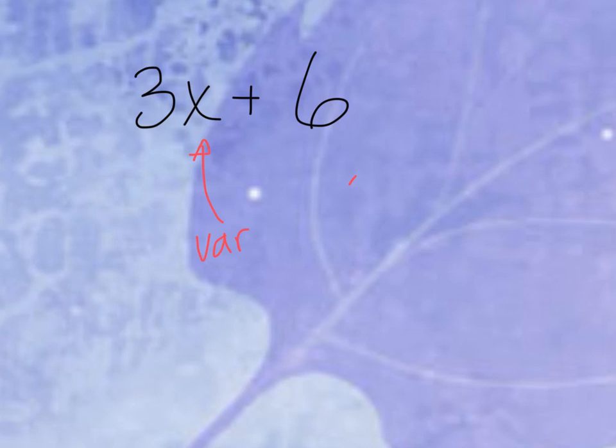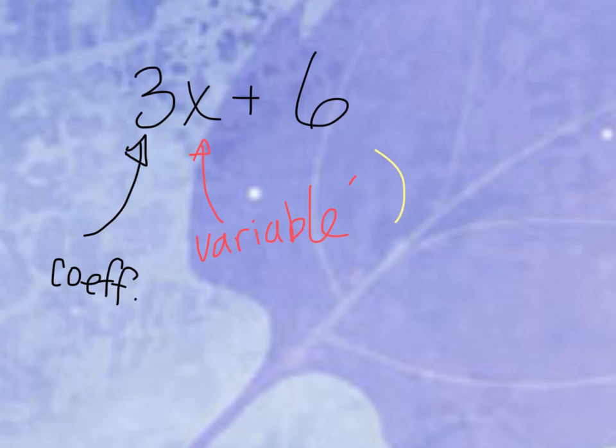So let's say we have the expression 3x plus 6. So in this example, x is our variable. The 3 is our coefficient because that's the number that's being multiplied by the variable. And finally, 6 would be our constant because that's the number that is by itself.